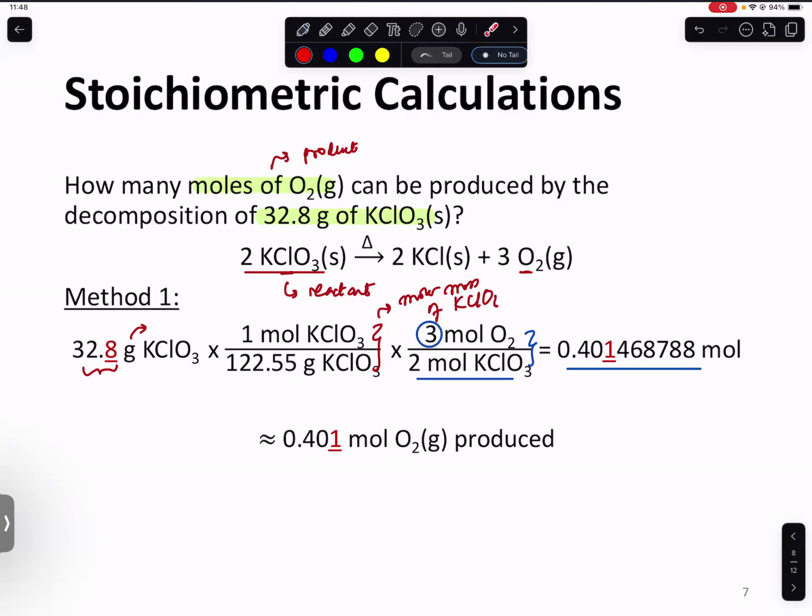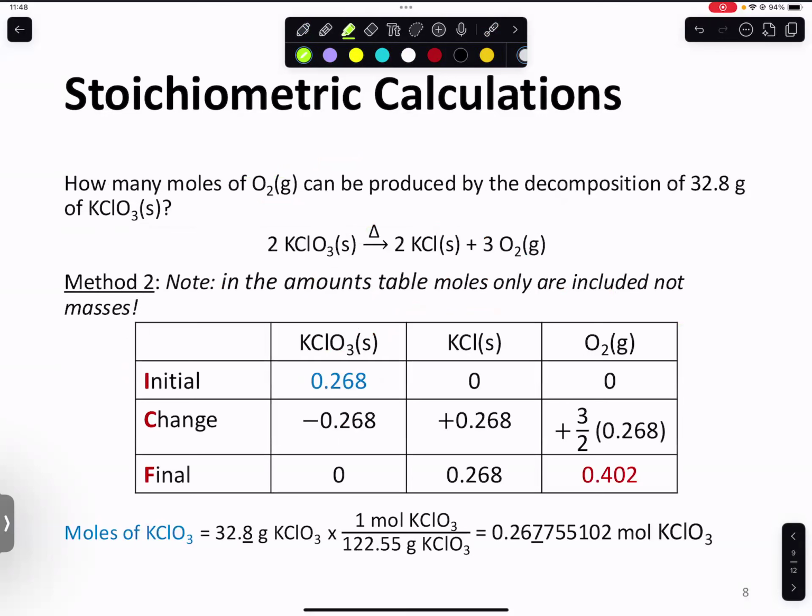Like, for example, it asks me for the moles of oxygen. So everything, again, should cross out. So grams of KClO3, moles of KClO3, and finally, I ended up with the moles of oxygen. Now, the second method is called the amount table method.